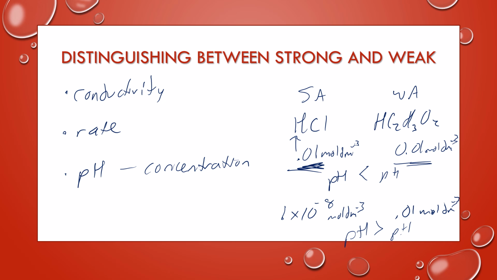However, if you do have the same concentration, you know that the strong one is going to dissociate more and will have a greater impact on the pH than the weaker one. So be careful there. Just make sure you're comparing apples to apples in that situation. But yeah, those are different ways that you can actually experimentally distinguish between the two.